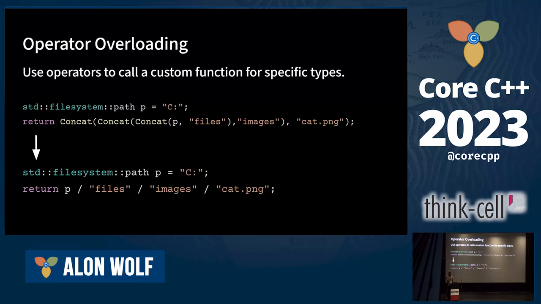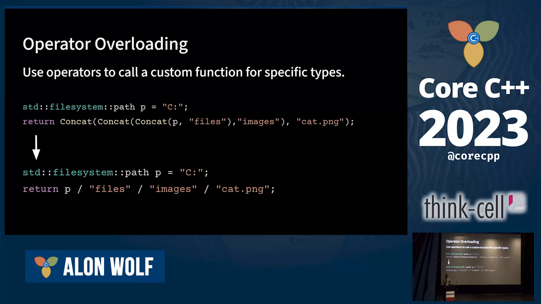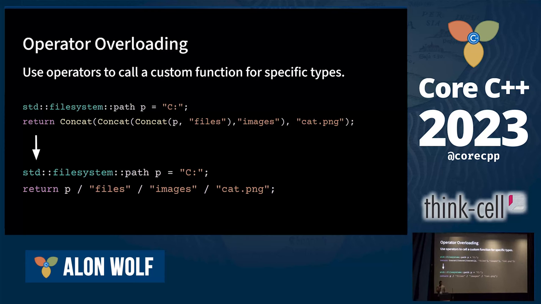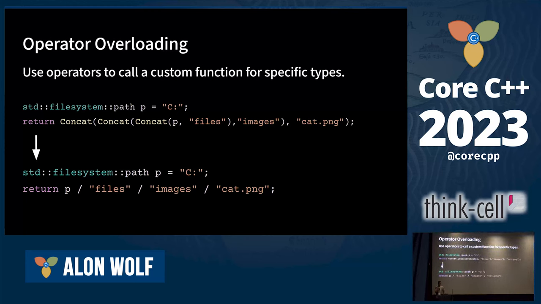We can also use operator overloads to call a custom function for specific types, and this way make our code more expressive. In this example, the divide operator is a good choice because it is often used to write file paths in operating systems. Also, because the operator is left associative, we can chain multiple strings to a path.